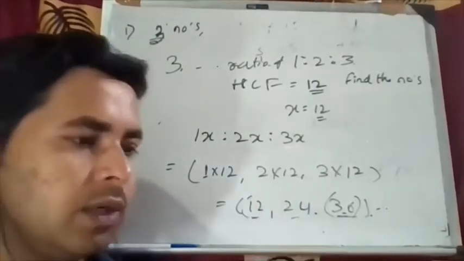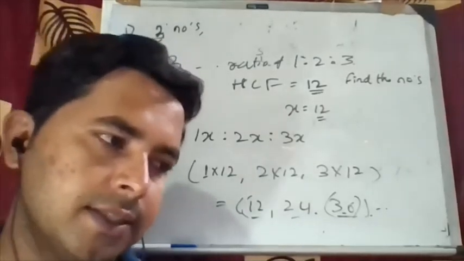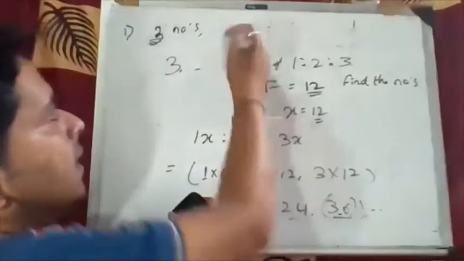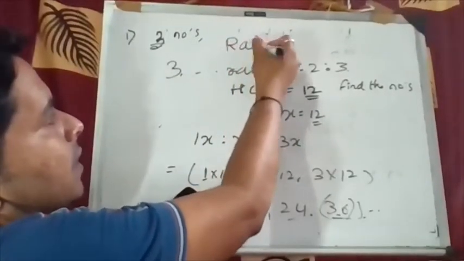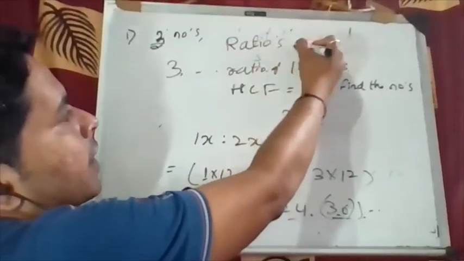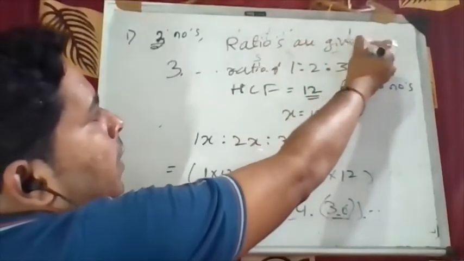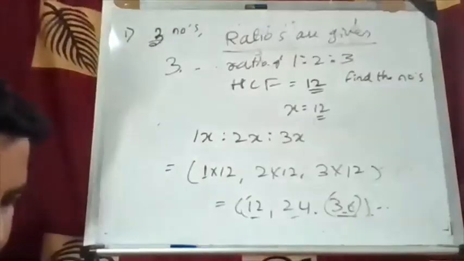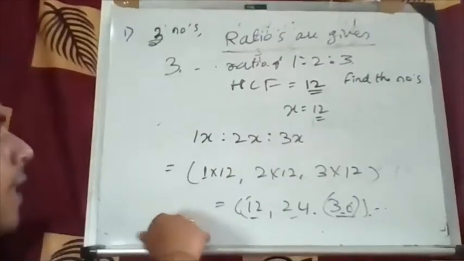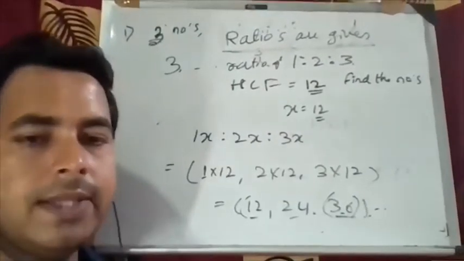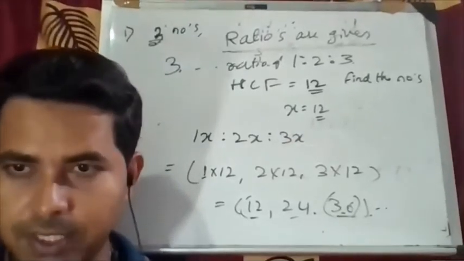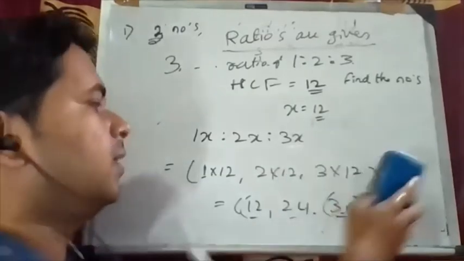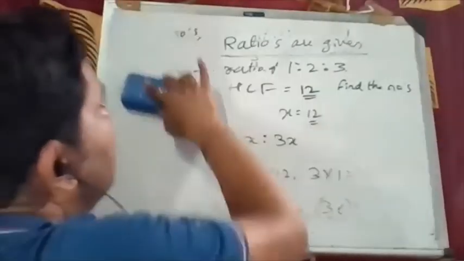This is one type of question they ask, where the ratios are given and the HCF is given. Now we'll see the case where the sum of two numbers is given and how to find the numbers. So here I'll take one more question.